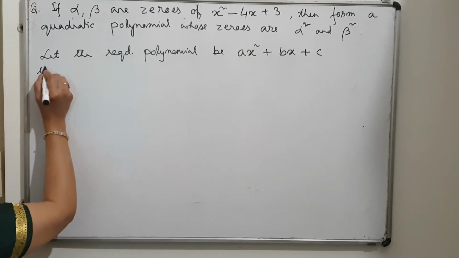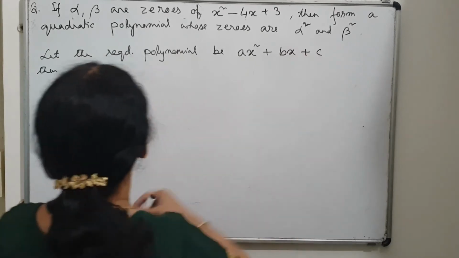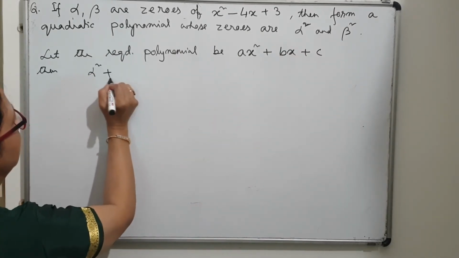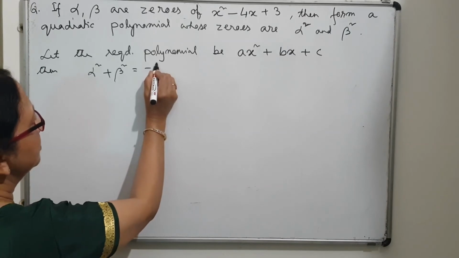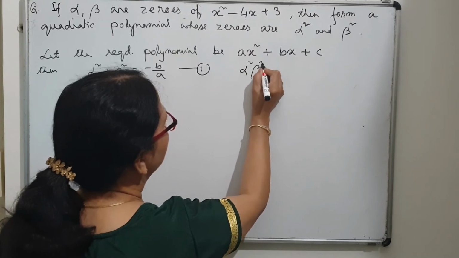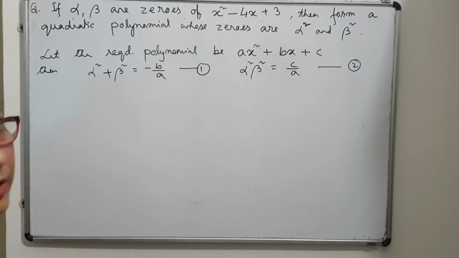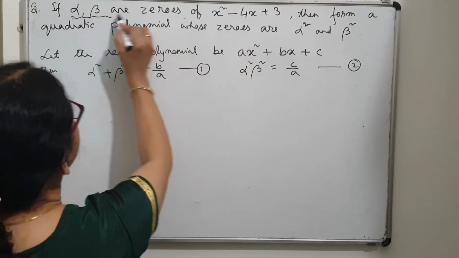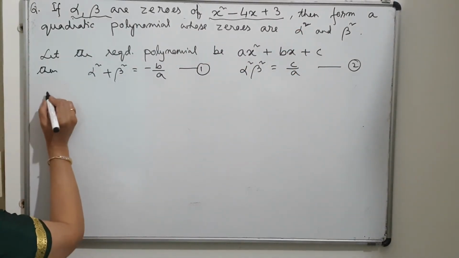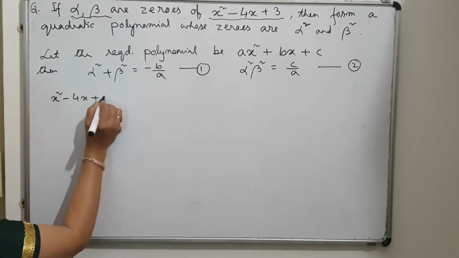Okay. Then by the relationships between zeros and coefficients, these are the zeros, so the sum of the zeros alpha square plus beta square will be minus b upon a, equation 1, and the product of the zeros will be c upon a. These two relationships we have derived before and we know this. Now let us come to this. Alpha beta are the zeros of this polynomial, x square minus 4x plus 3.